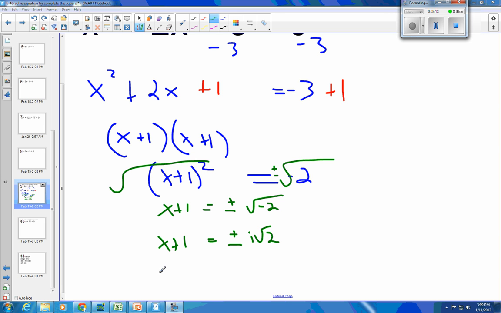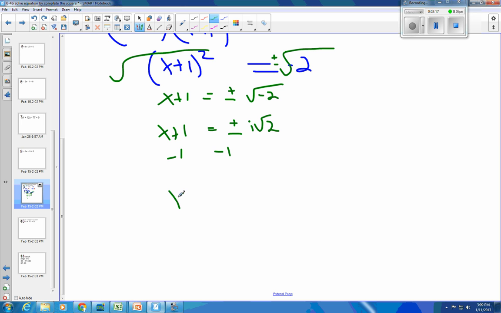And then the last step of this is we want to subtract 1 from both sides. And so our final answer, x is going to be equal to negative 1 plus or minus i square root of 2. And this is considered a complex answer because we've got a real part and we have an imaginary part. So it's a complex number. Let me do one more example like that.